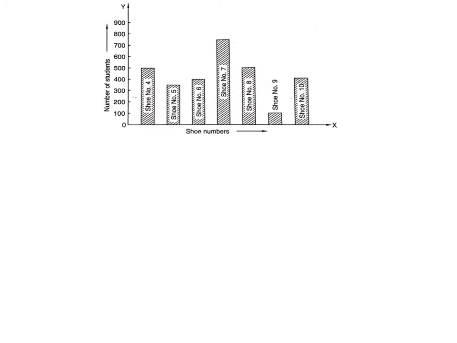Shoe number 6, the total number of students is 400. Shoe number 7, the total number of students is 800. Shoe number 8, the total number of students is the same as shoe number 4, that is 500. Shoe number 9 is used by the minimum number of students, and if you match it with the vertical axis, that is the y-axis, it gives you the figure 100. And shoe number 10 is used by 400 students. This is how to read the bar graph.